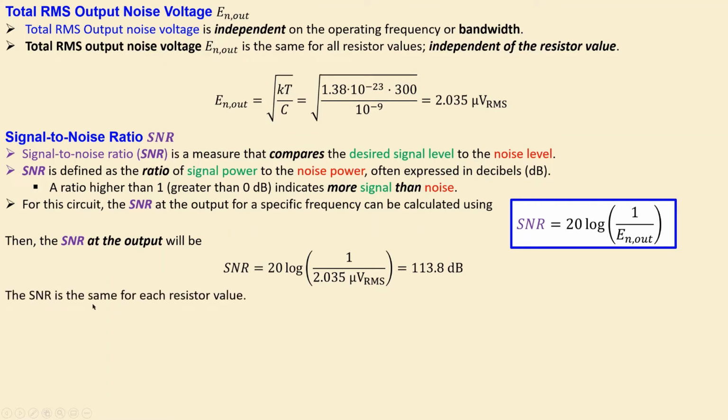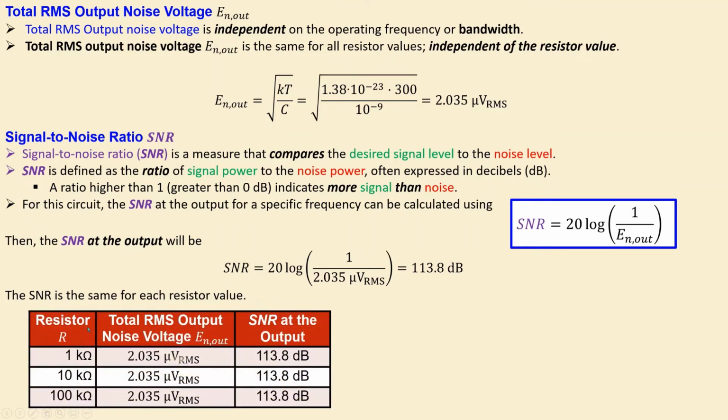So the SNR is the same for each resistor value, and I can now make the summary in a table. For each resistor value I have the exact same total RMS noise voltage and the exact same SNR at the output. Now what are the conclusions? The conclusions are the following. The SNR is independent of the resistor value, as I already said, because we have already seen it here. We can also see it here.